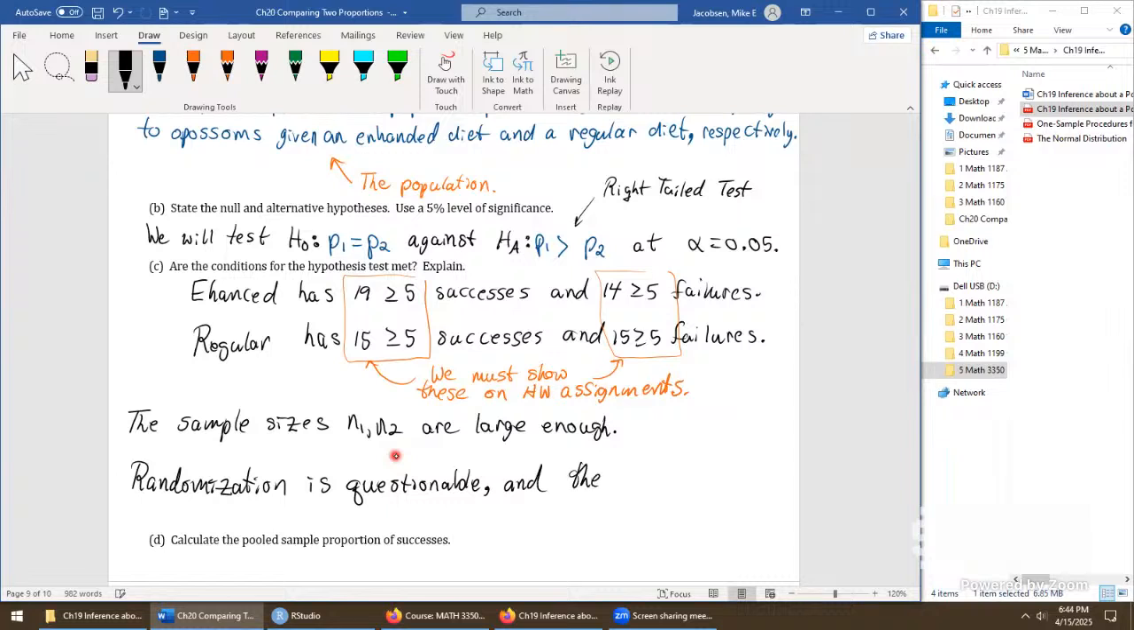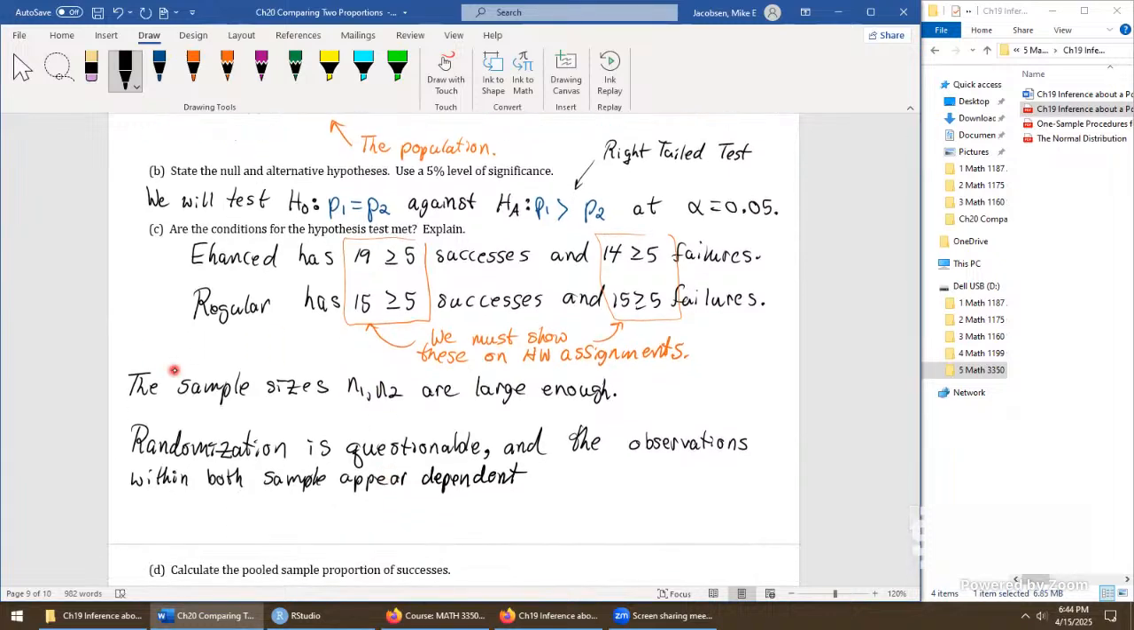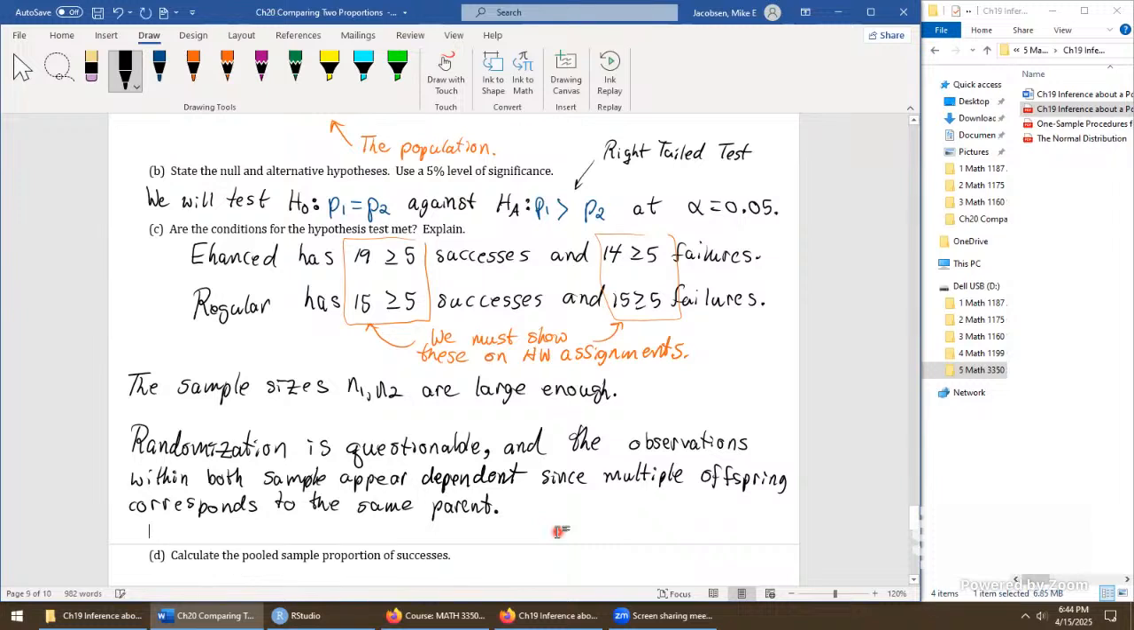And the observations within both samples appear dependent. Let's add just a quick justification on that, just like we mentioned. Appears dependent since multiple offspring corresponds to the same parent. So there's a lot to think about in this kind of problem.